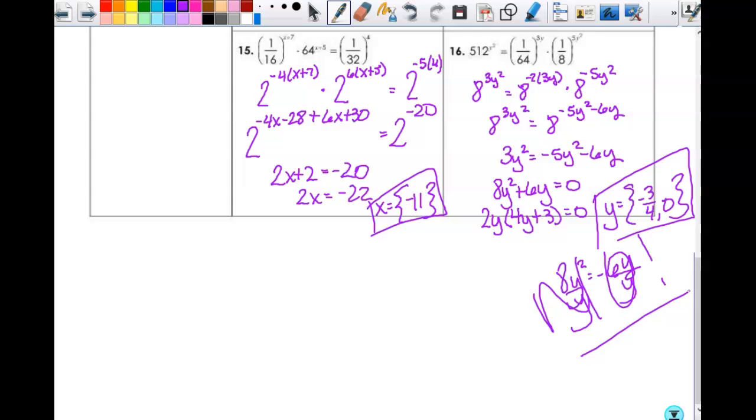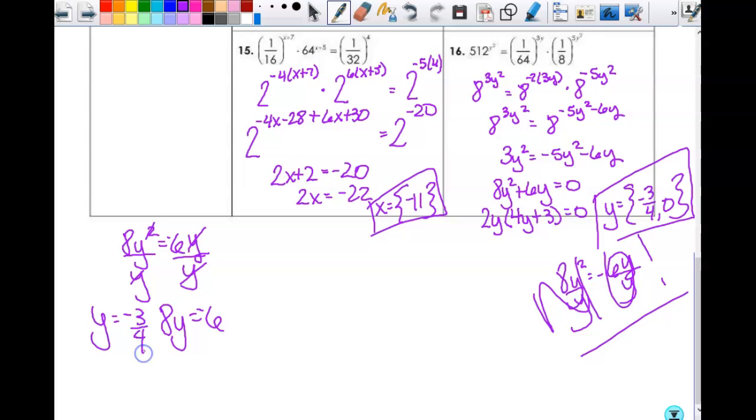Why can't you do that? Because if I did that, I'll help you out. You can let your friend know that if you have 8y squared equals negative 6y, and we just divide both sides by y, so those cancel out, and one of these cancels out, then I get 8y equals negative 6, so y equals negative 3/4. But what's the real answer? You lost a root. When you divide that out, you lose a root. It's no longer a quadratic. You should have two answers there.